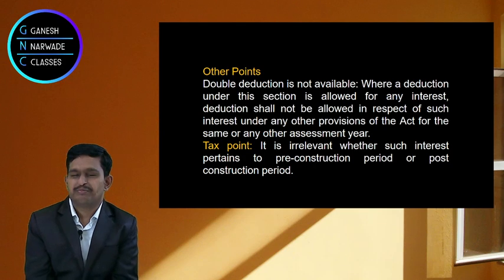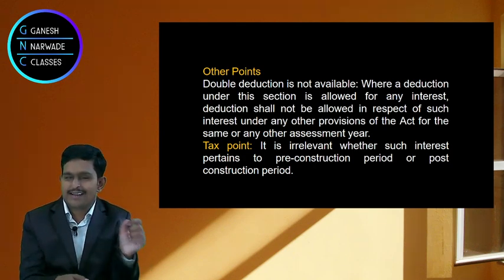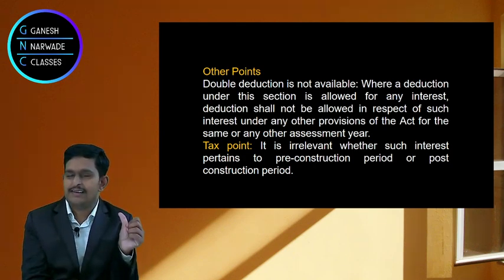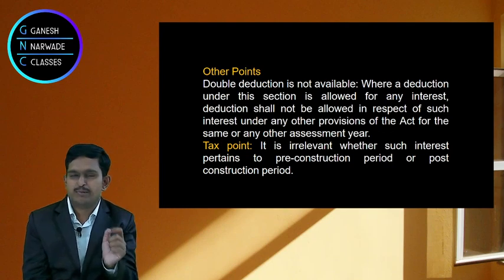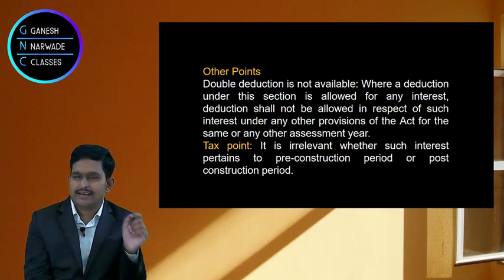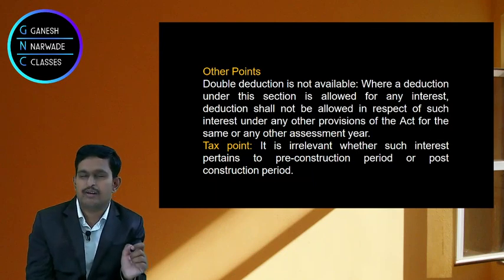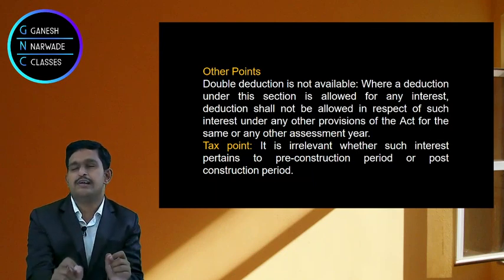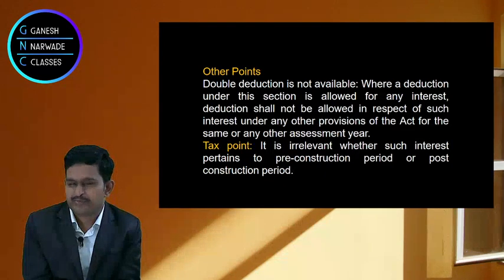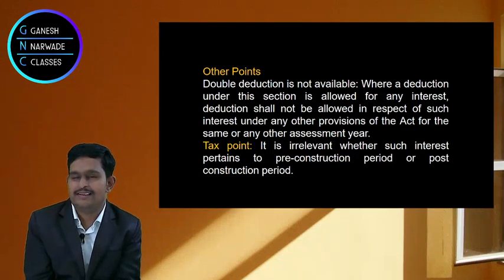Don't worry. You can claim up to 2 lakhs deduction under section 24, 2 lakhs deduction under section 24 and again 50,000 under 80EE. Oh, is this possible?